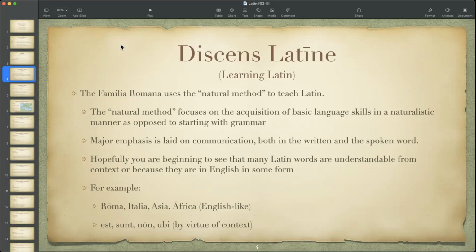The other thing we're doing is we're trying to start with many Latin words that are understandable from context, or because they are part English in some form. What I mean by that is Roma, Italia, Asia, Africa. They're English-like, so you should be able to look at those and say, okay, this is Rome, Italy, Asia, and Africa. Others, by virtue of context, such as est, sunt, non, and ubi, I think should have been pretty easy to pick up when you were looking at it. And so, that is the method. Any questions?